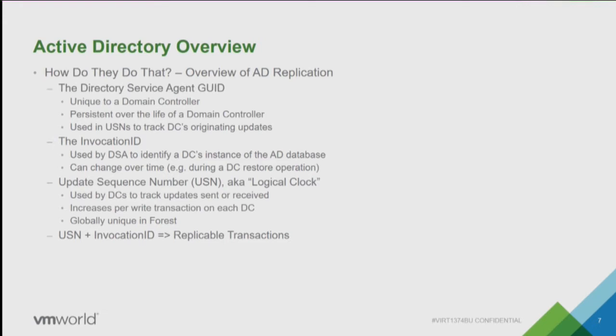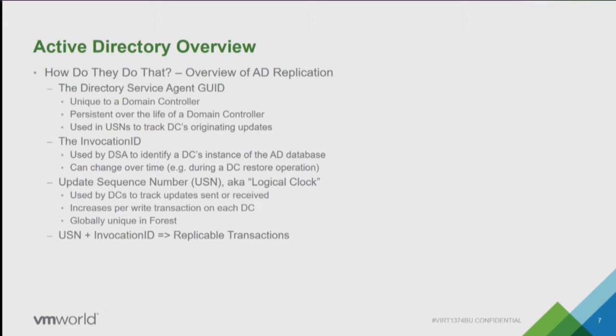Every change to an object in AD gets an update sequence number. Okay? The update sequence number is used to track what is replicable. What do I need to send to another domain controller? What have I received from the other domain controllers? Very high level, it increases every time there is a change. So please hold on to that. USN increases every time there's a write or delete or any operation. And it's globally unique in a forest. If it's not, we have an issue, and we'll show you an issue.